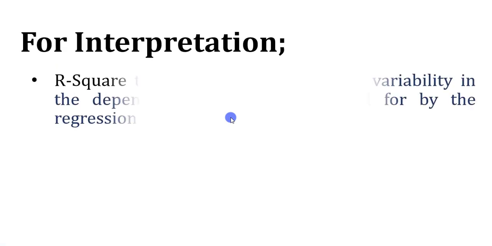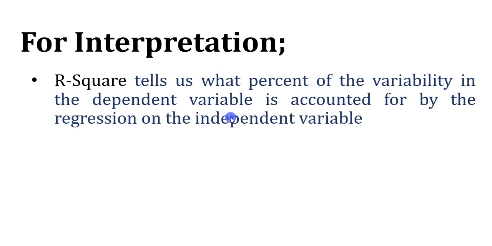Okay, for interpretation, you have to first see the R square value. Now, what is R square? R square tells us what percent of the variability in the dependent variable is accounted for by the independent variables. In simple words, how much the independent variables are predicting our dependent variable. For example, if the value of R square is 0.40, it means 40% of the dependent variable is predicted by the independent variables.